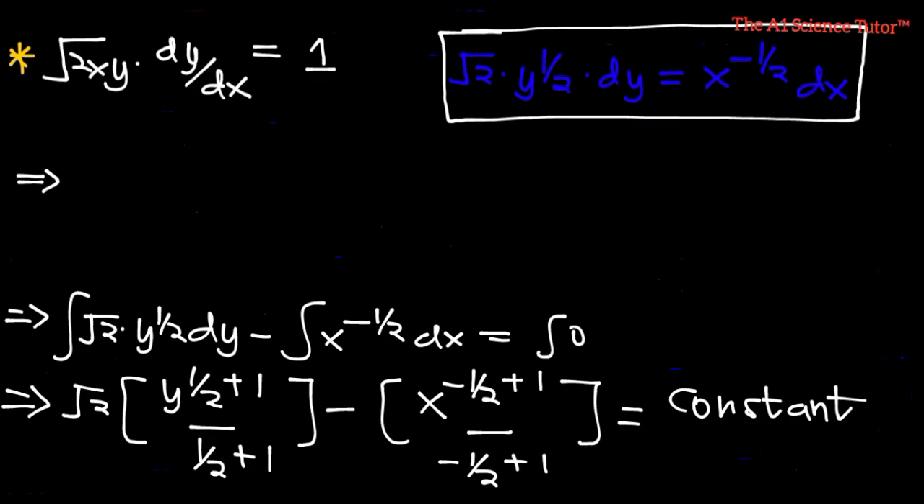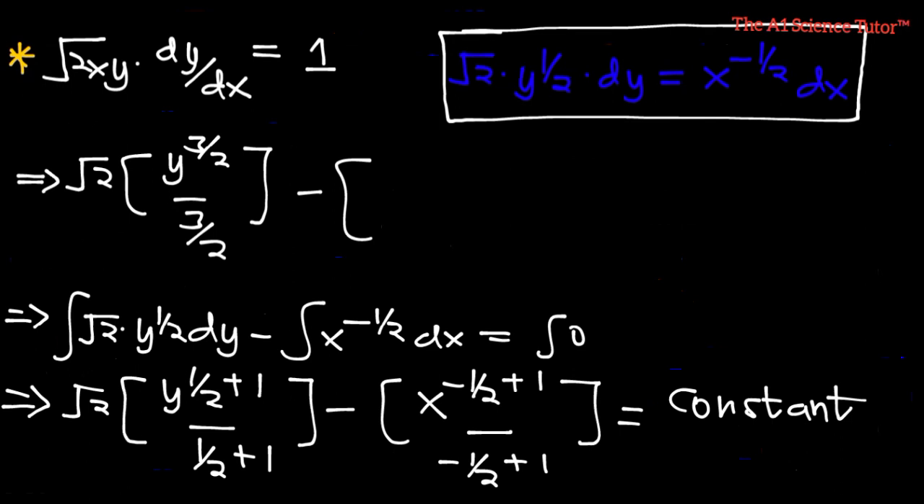So this gives us 3 over 2. So that is going to be root 2 multiplied by y raised to the power of 3 over 2 divided by 3 over 2. Now here we're going to have x raised to the power of negative 1 over 2 plus 1. What does that give us? So that gives us 1 over 2. This is divided by 1 over 2. This is equal to a constant.